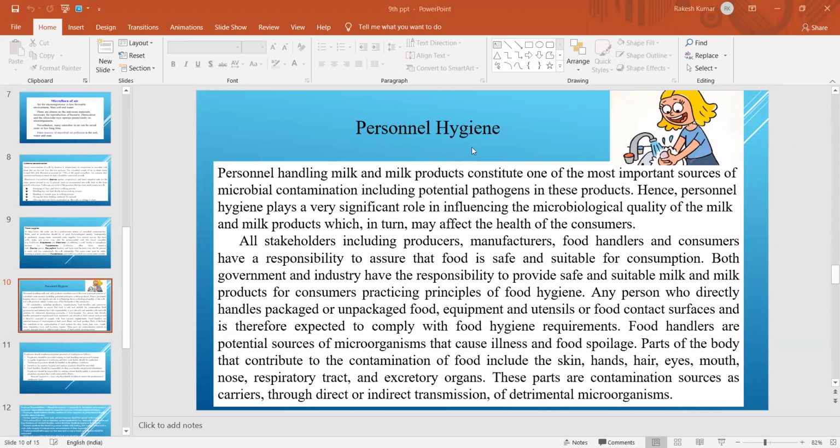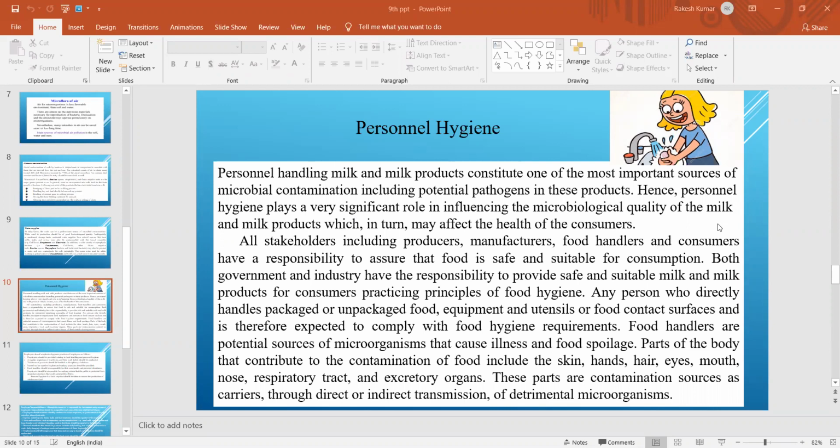I will discuss in detail about all these things, but a brief idea about all these things is very important before discussing these all in detail. So personal handling of milk and milk product constitutes one of the most important sources of microbial contamination, including potential pathogens in these different products. Hence, personal hygiene plays a very significant role in influencing the microbiological quality of the milk and milk products, which in turn may affect the health of the consumer.